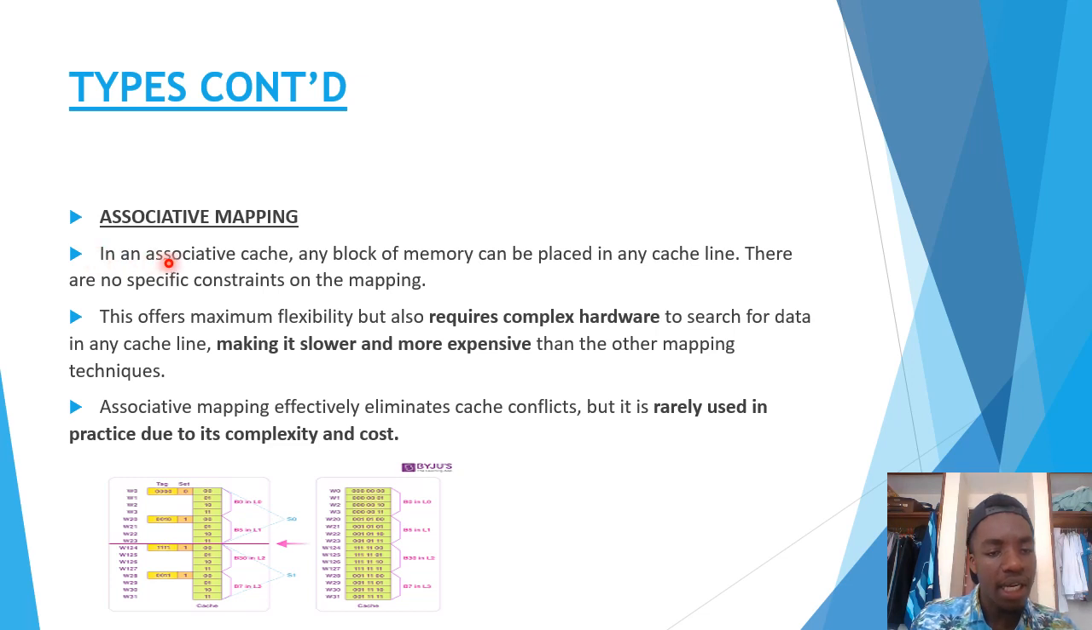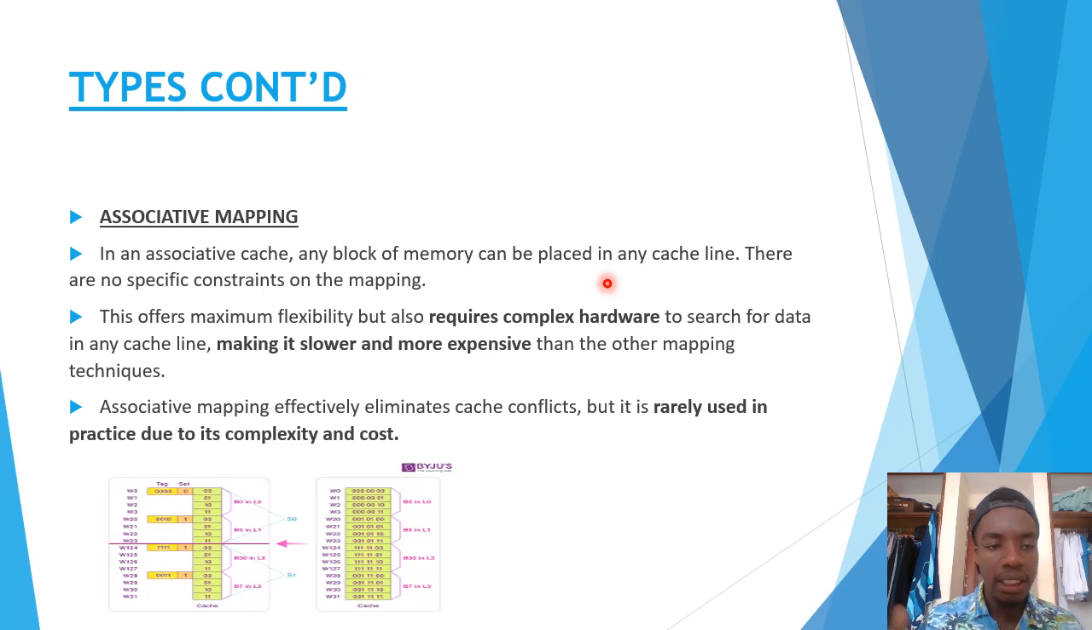Let's go to the associative mapping. In an associative cache, any block of memory can be placed in any cache line. There are no specific constraints on the mapping. For associative mapping, everything is random. It's not something where you have to know this block maps to this cache line. As long as there is space, any block is mapped to any cache line, and any cache line is mapped to any block. That's why they say there are no specific constraints. You do that in a random manner.